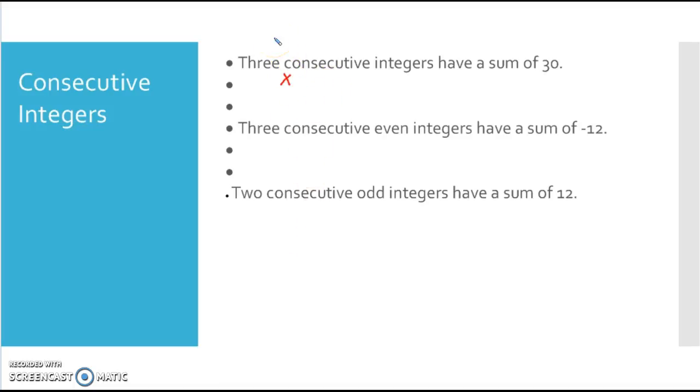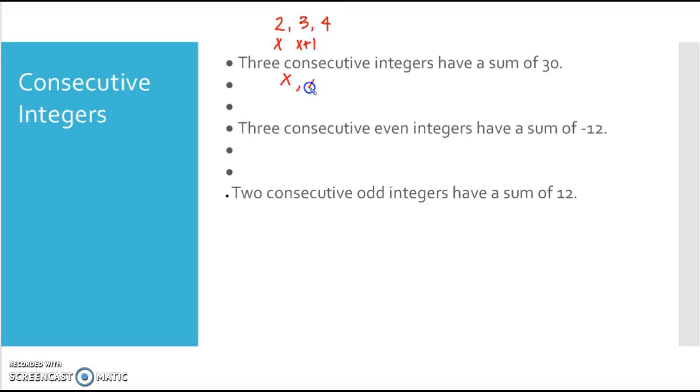Now, remember we said integers are all the whole numbers, no fractions, no decimals. So if I said, for example, 2, 3, 4, those are 3 consecutive integers. If I call this one x, the first one's x. To go from the first one to the second one, I add 1. So I'm going to call the second one x plus 1.